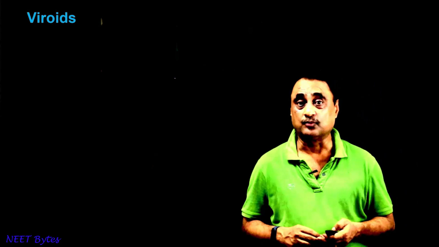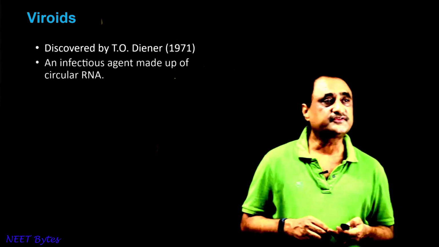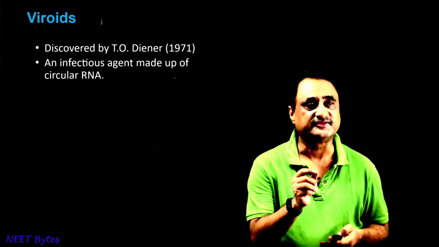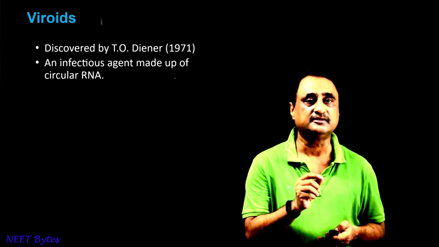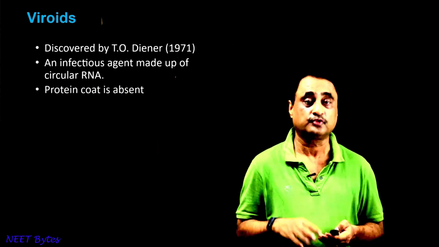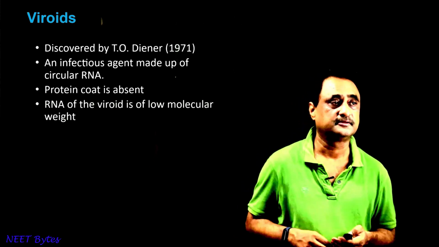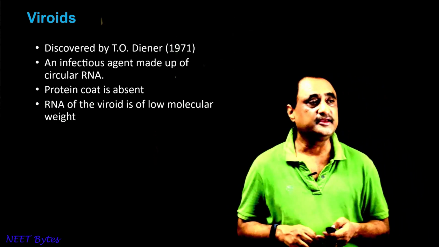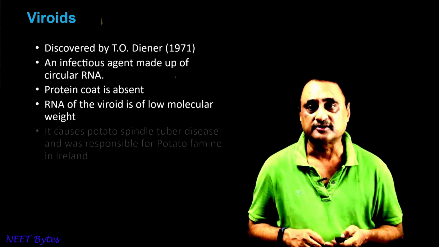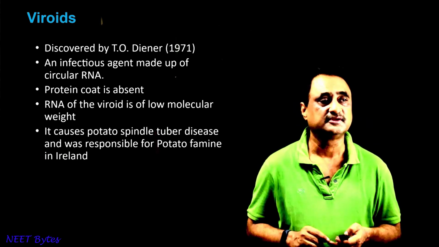Now let's discuss one more thing. What are viroids? Viroids are an infecting agent made up of genetic material, that is a circular RNA, but they don't have any protein coat. The protein coat is absent. That is the most important thing. And this is an infectious particle. The RNA of a viroid is of low molecular weight, right? And it causes potato spindle tuber disease, right?